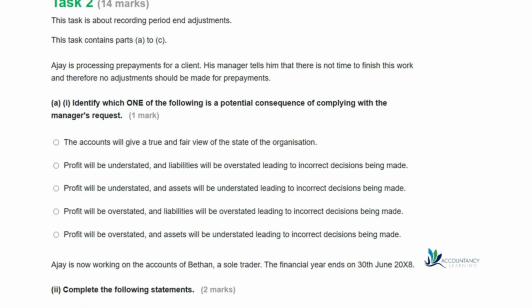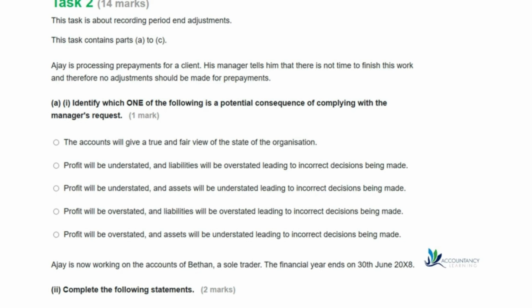AJ is processing prepayments for a client. His manager tells him there is not time to finish this work and therefore no adjustments should be made for the prepayments. We're asked to identify which one of the following is a potential consequence of complying with the manager's request. And we've got 5 options there. So the top option, the accounts will give a true and fair view of the state of the organisation. Well, this isn't going to be correct because the adjustment hasn't been made, so therefore the accounts are not correct.